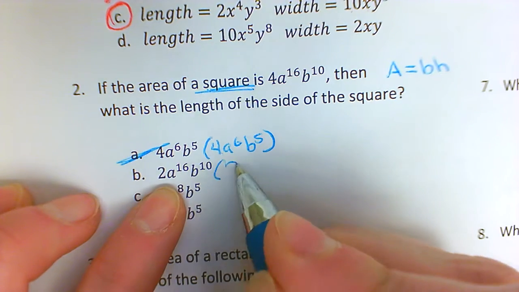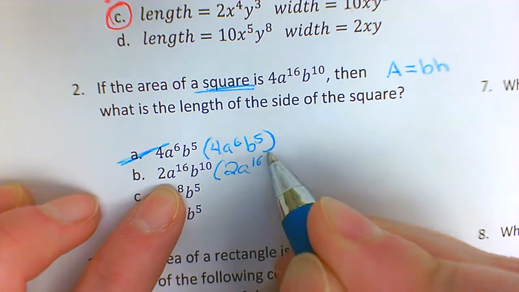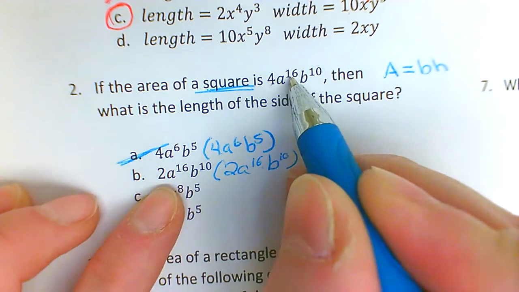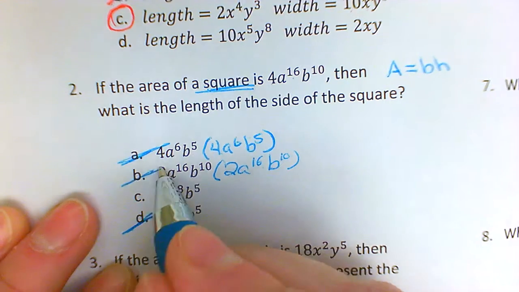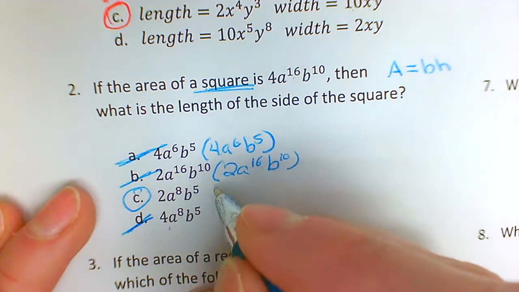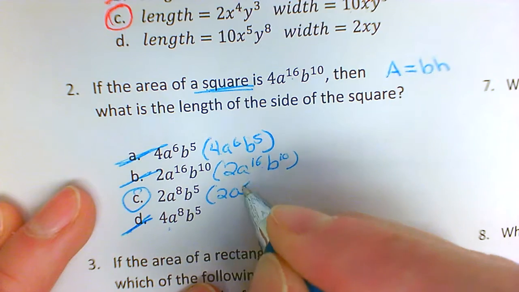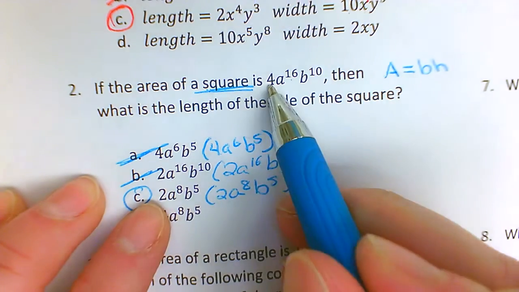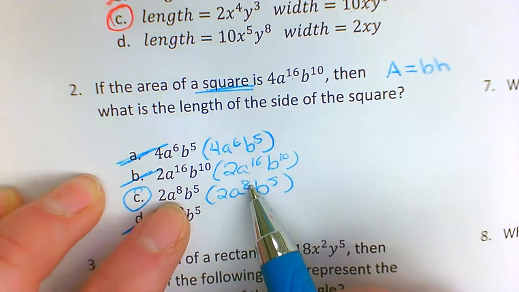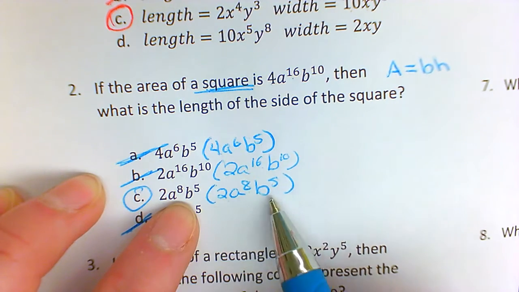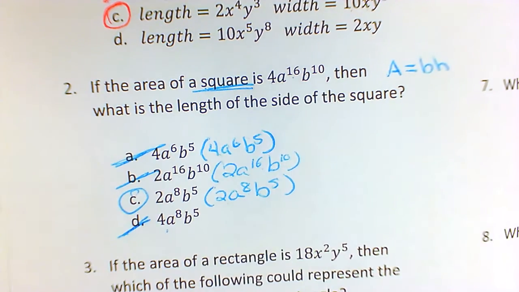Now if I multiply this one by itself, 2a to the 16th and b to the 10th, well, 16 plus 16 is already way more than that one, so it can't be that one. So it does need to be answer choice C. But here's the real reason. If I multiply it, a to the 8th, b to the 5th, 2 times the 2 gives me the 4. A to the 8th, a to the 8th, I add those two exponents and I get 16. B to the 5th, b to the 5th, those add and give me 10.